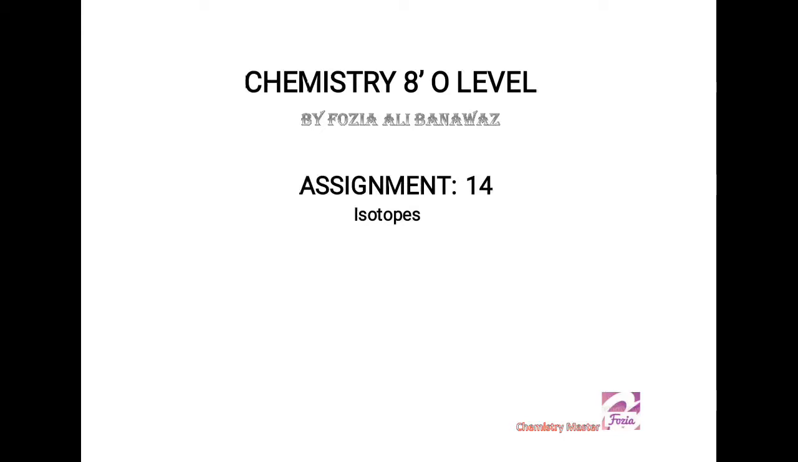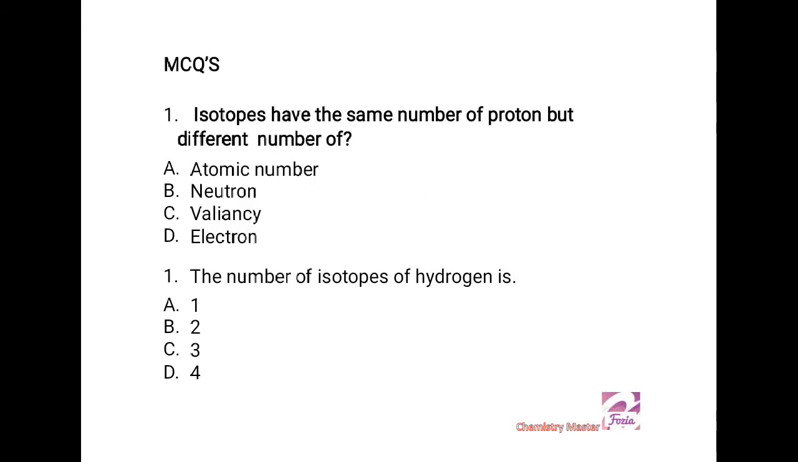So we see the first MCQ: isotopes have the same number of protons but different number of neutrons. Yes, just be quick and confident in selecting the answer here. The second MCQ is: the number of isotopes of hydrogen is. Again, hydrogen is a very common and well-known element.